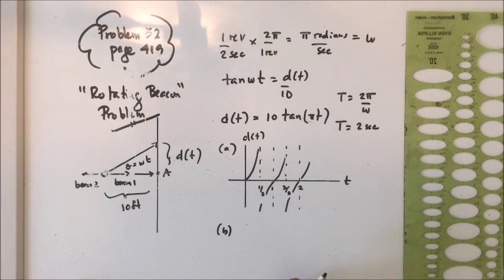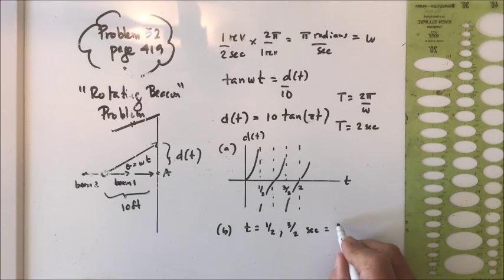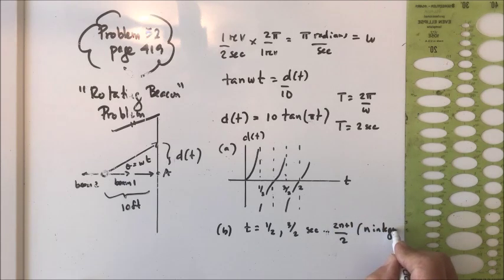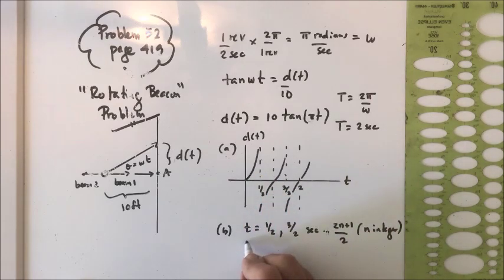Let's look at part B. Part B says, for what values of t is the function undefined? So the answer is at t equals 1/2 and t equals 3/2 seconds. In fact, it's going to be 2n plus 1 all over 2 seconds, where n is an integer. And those are the times, again, where the beams are parallel to the wall.